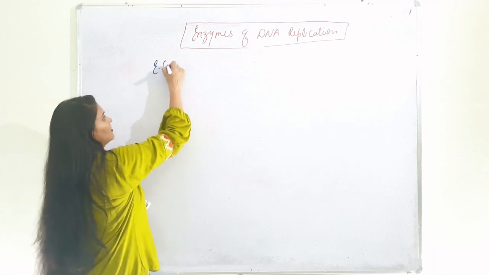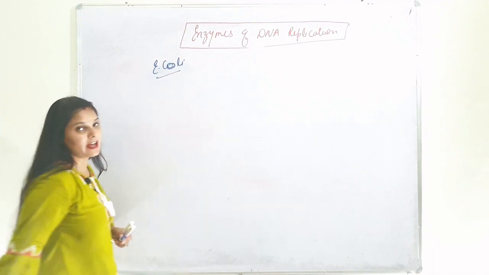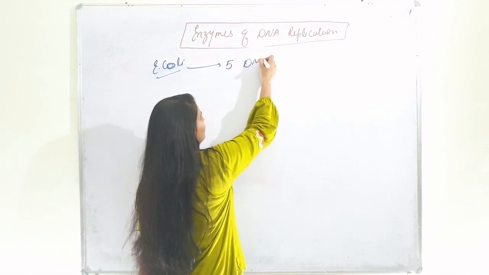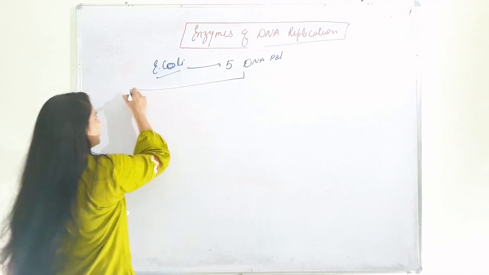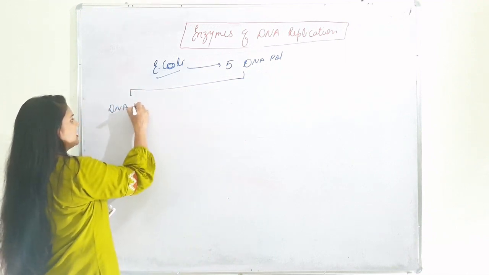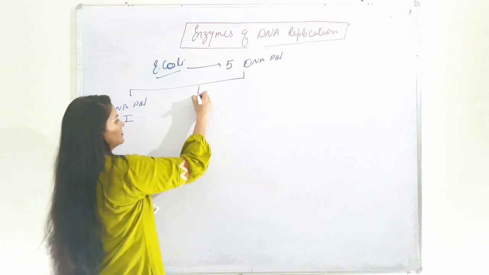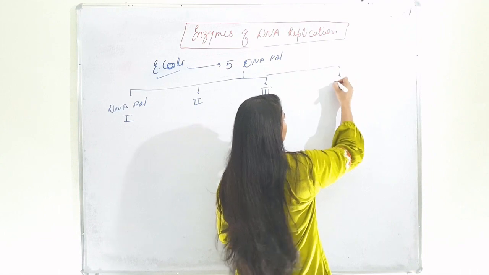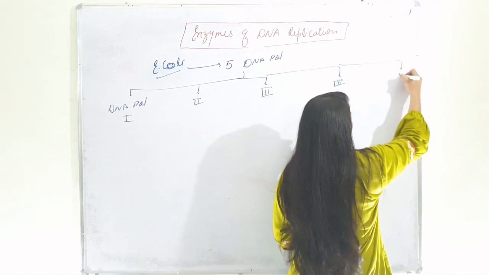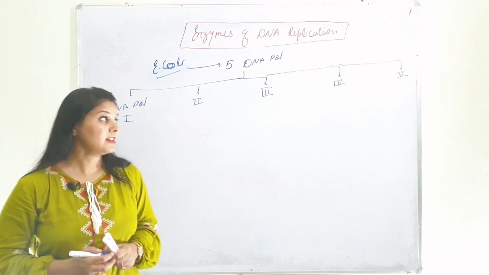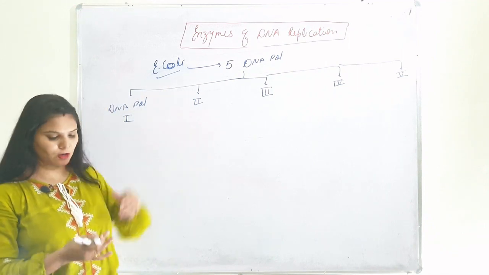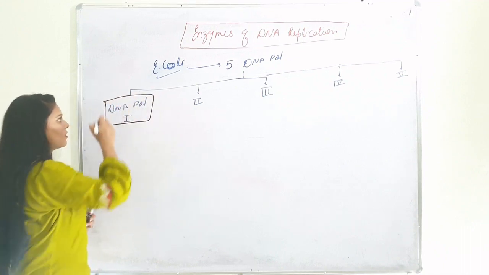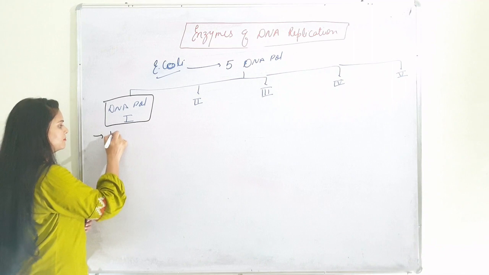In E. coli, which is a prokaryote, there are 5 different types of DNA polymerase, which are DNA polymerase 1, 2, 3, 4 and DNA polymerase 5. These are the 5 types of DNA polymerases found in E. coli. In this, first is DNA polymerase 1, which is also called the Kornberg enzyme.